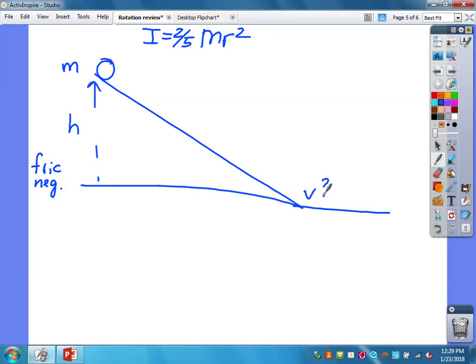All right. So, let's try to figure out what's the linear velocity. This is an energy problem. So just like I did on the prior page, this is going to be gravitational potential energy initial, changing into translational kinetic plus rotational kinetic. All right. So let me write out my formula.